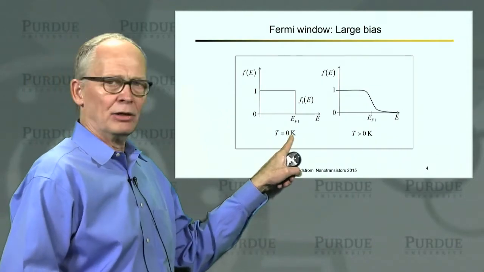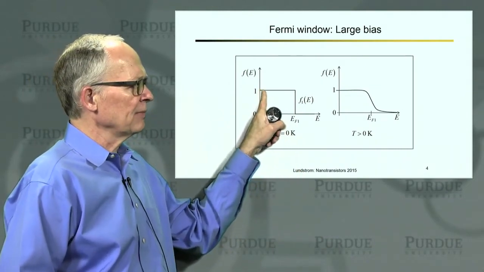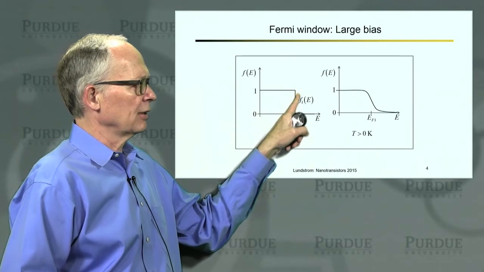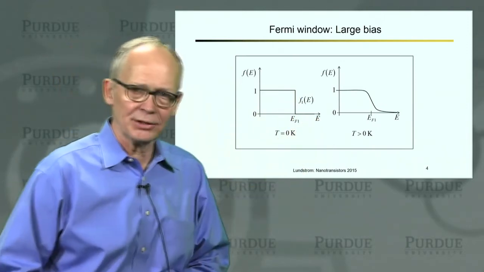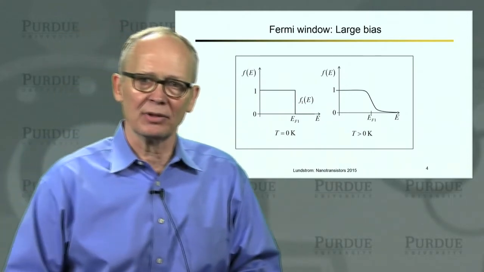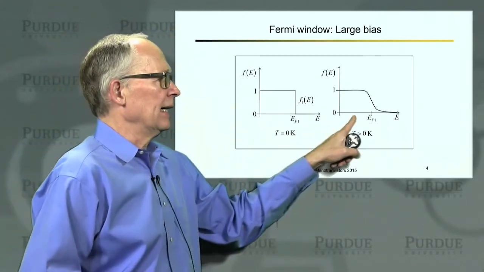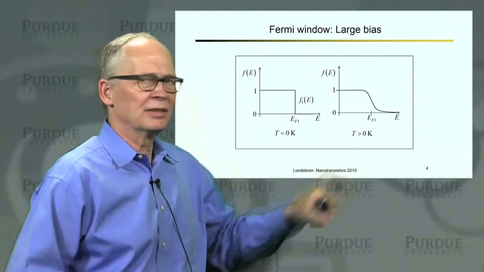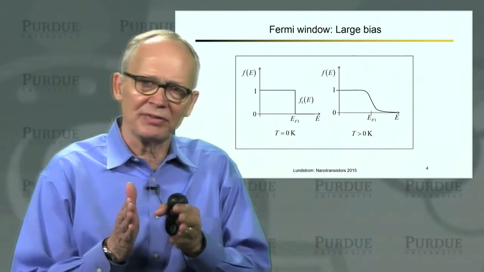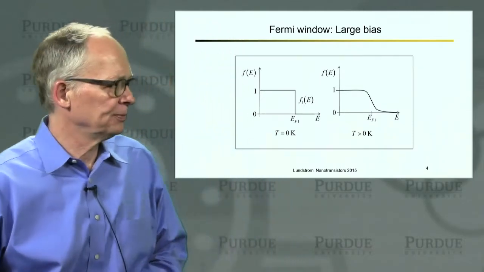This is at 0 Kelvin. At 0 Kelvin, there's a probability of 1 that all of the states below the Fermi level are filled, and a probability of 0 that the states above the Fermi level are filled. If we have some finite temperature, then the transition from 1 to 0 occurs over a range of a few kT, just not as sharp.